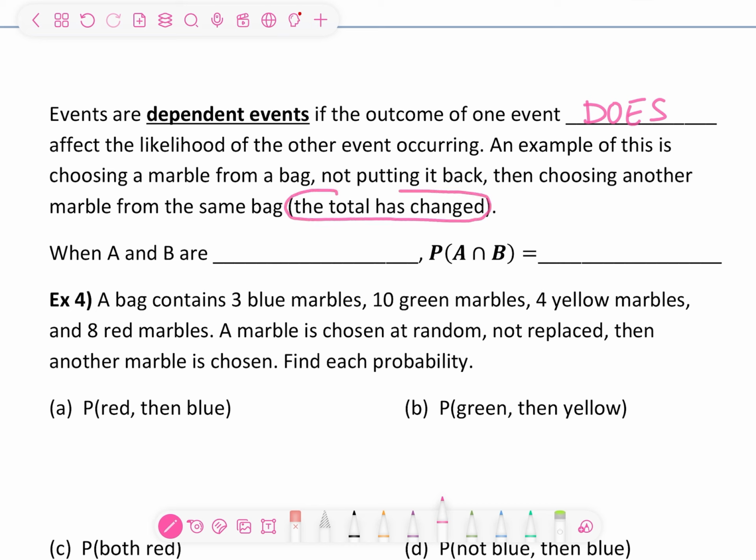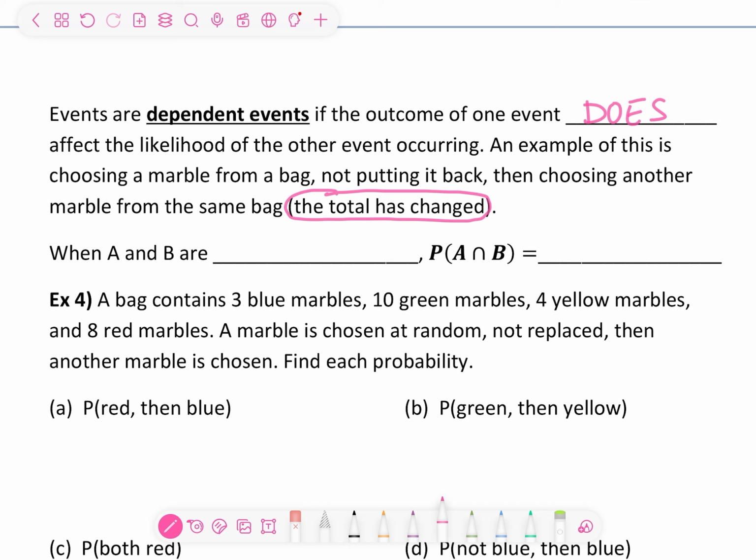One main way that you know you have dependent events is if the total has changed, if you have some situation where you have a marble or some other item and it's not being put back in the same location, right? So now you cannot choose from it. Or if you're talking about choosing a student or a runner in a race, and you're choosing more than one. Well, once you choose the first runner, that runner is chosen, right? They're no longer in the pool of people to be chosen from. So the total has changed. Things like that are going to be dependent events, okay?